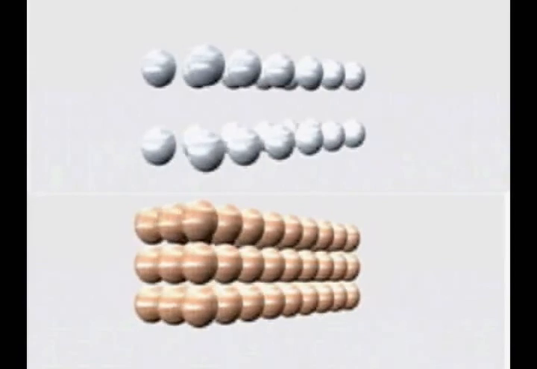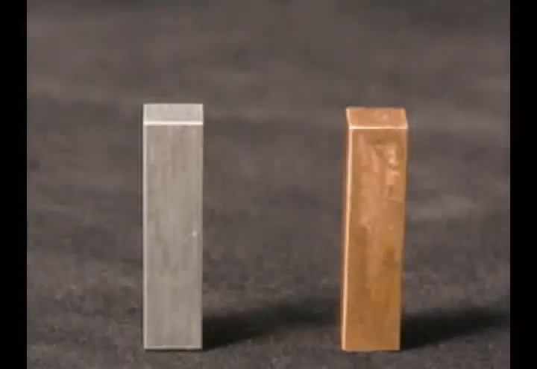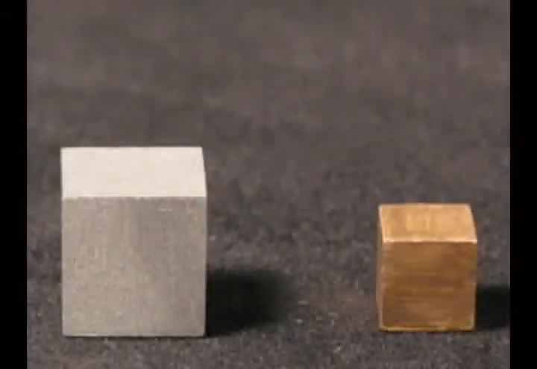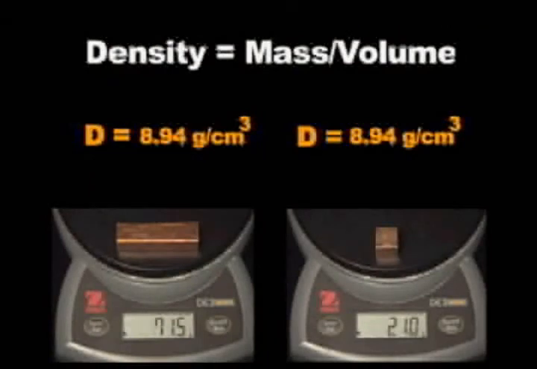We know the copper bar and the copper cube are more dense than the aluminum bar and the aluminum cube. But which is more dense, the copper bar or the copper cube? The answer is that they have the same density. Let's look at density mathematically to understand why this is so.